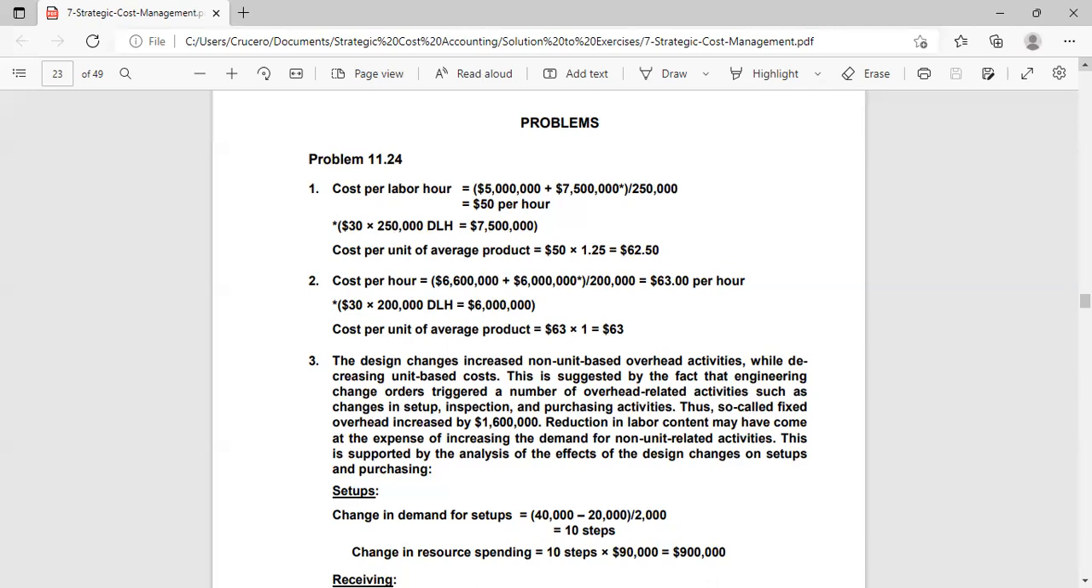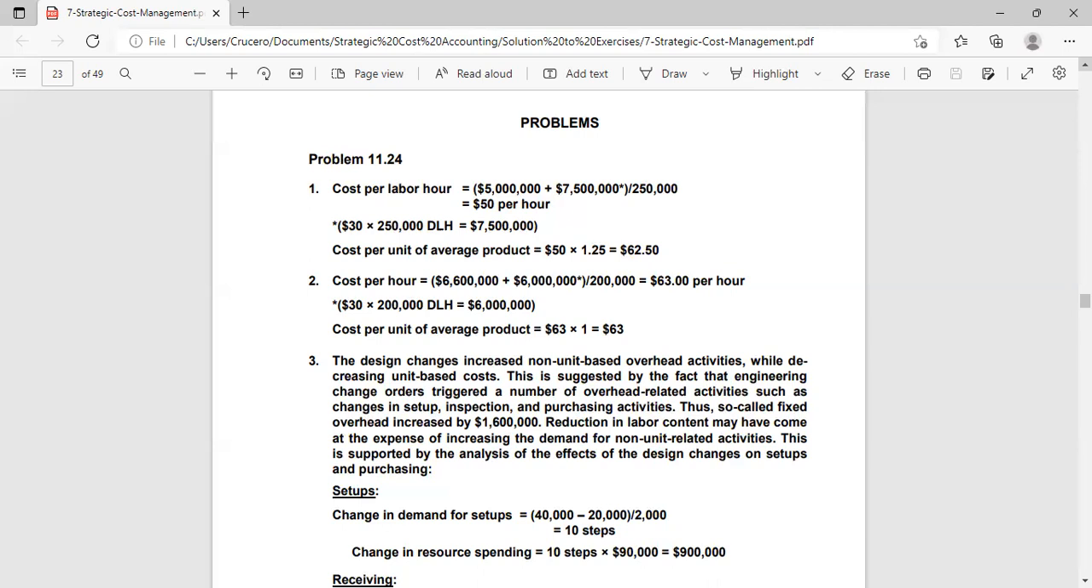Because of competitive pressures, product engineering was given the charge to redesign product to reduce the total cost of manufacturing. Using the above cost relationships, product engineering adopted the strategy of redesigning to reduce direct labor content.